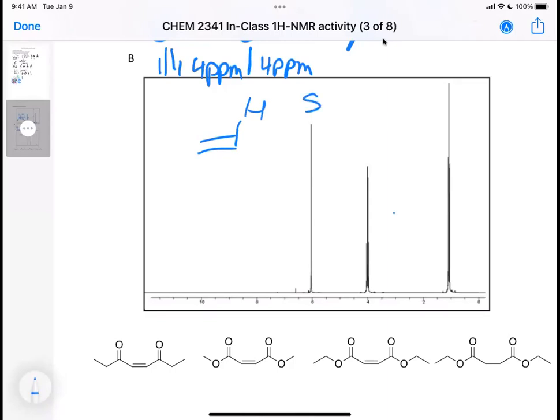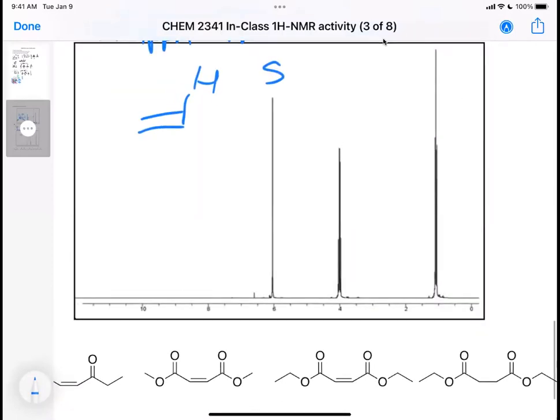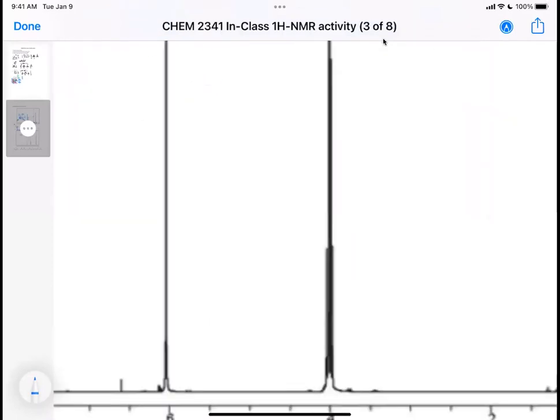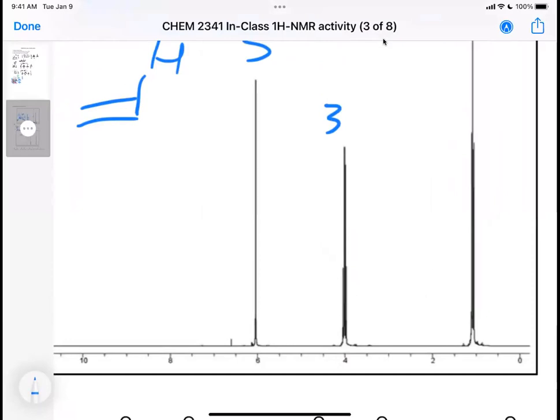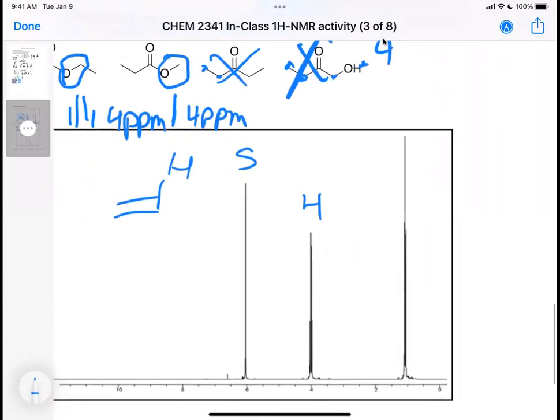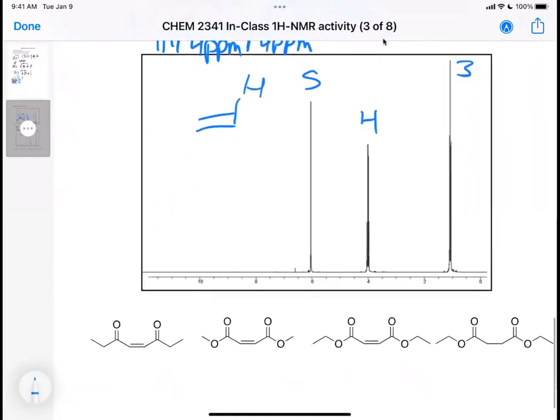This is a triplet. No, that's a quartet, sorry. Quartet, and that is a triplet, okay? All right, so we have 3 signals. So let's go through and eliminate things just by number of signals, okay?